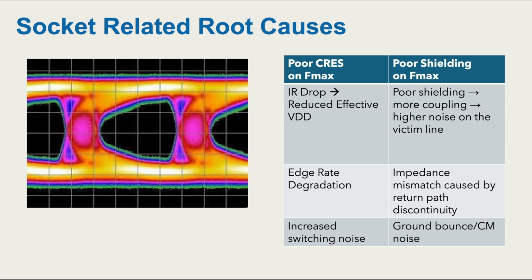The table shows two major Fmax performance-limiting root causes related to sockets. Poor C-res causes an IR drop, reducing effective VDD, degrading edge rate, and increasing switching noise. Poor shielding performance in coaxial sockets leads to increased coupling, higher noise, impedance mismatches, ground bounce, and common mode noise, which typically worsens sharply at higher frequencies.